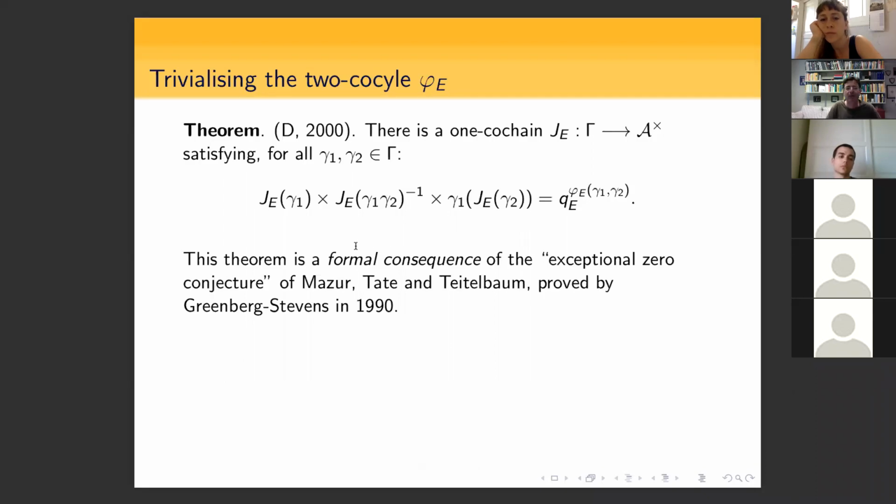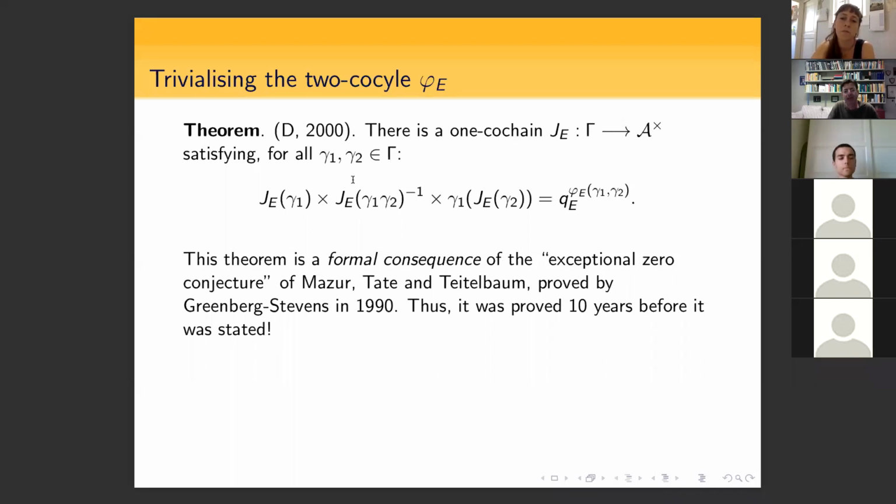And this theorem turns out to be a rather formal consequence of the exceptional zero conjecture, which was formulated by Mazur, Tate and Teitelbaum in the late 80s, I guess around 1987, and then proved by Greenberg-Stevens in 1990. So I like to say that this result was proved 10 years before it was stated. All the key ingredients were in place then. The main point was to recast the statement, which was initially a statement about derivatives of p-adic L-functions, into a framework which involves only the cohomology of the Ihara group.